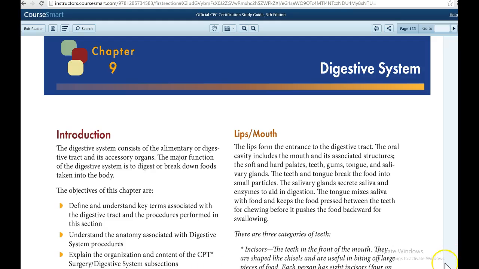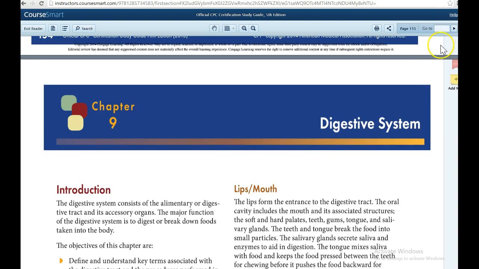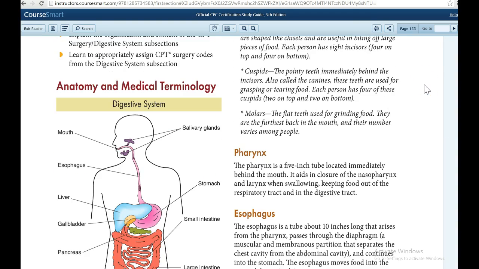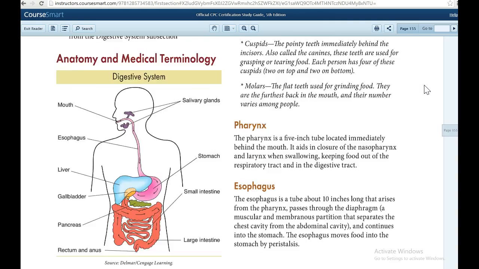All right, you all, we are now in chapter 9. This is the digestive system. And y'all remember the digestion begins in the mouth and it ends in the anus. Here's a diagram and anatomy and medical terminology of your digestive system.